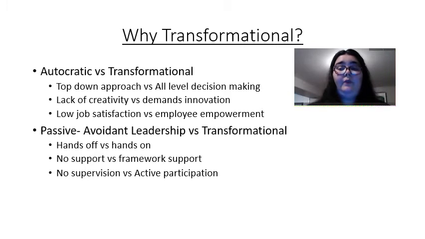We've just reviewed three different types of leadership styles: autocratic, passive avoidant, and transformational. When we're comparing and contrasting, I decided to take each one and look at them separately. When looking at autocratic versus transformational, you see a top down approach versus the all level decision making approach. You have a lack of creativity with autocratic versus a demand for innovation with transformational leadership.